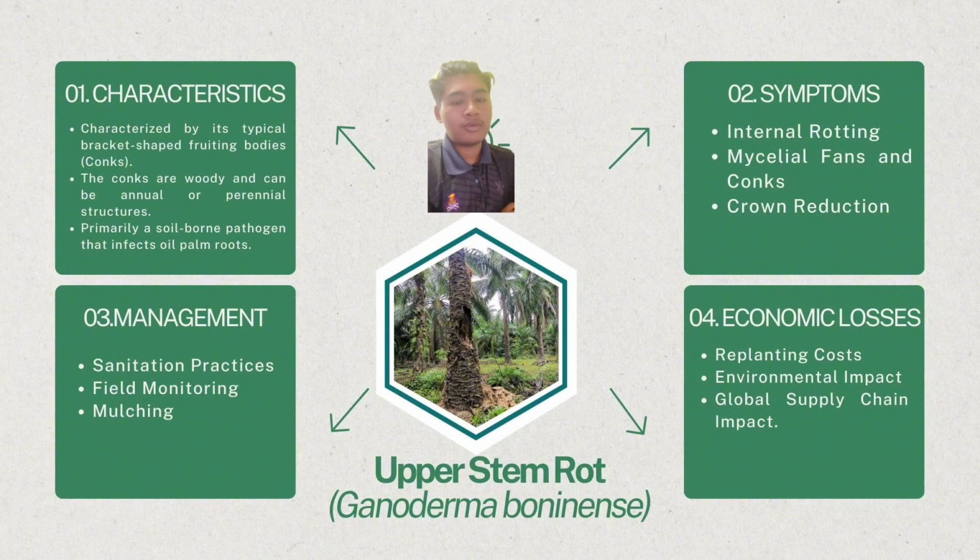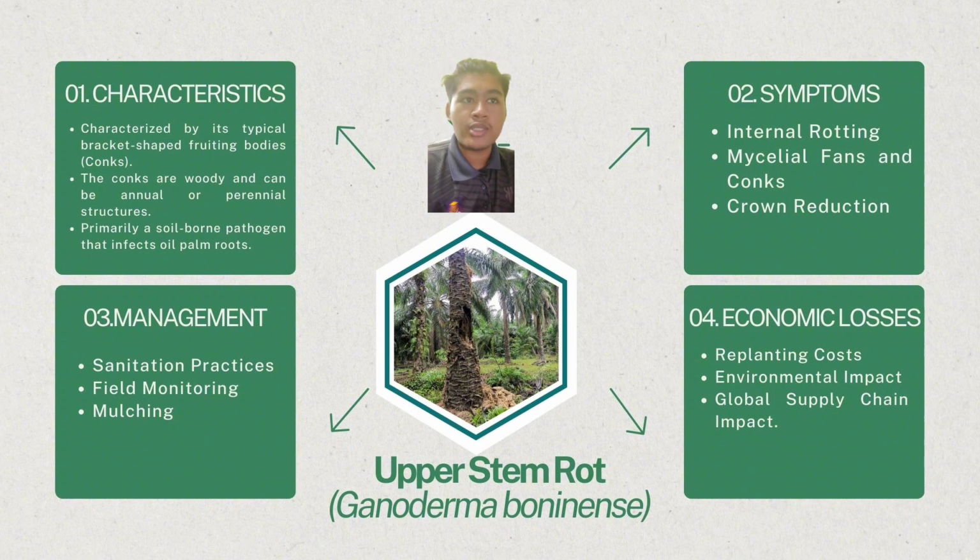So how do we identify whether the plantation site is infected by upper stem rot? One of the symptoms that we can look at is internal rotting. The fungus Ganoderma boninense primarily attacks the internal tissues of the oil palm stems. The rotting process occurs within the stem, leading to a loss of structural integrity of the tree.